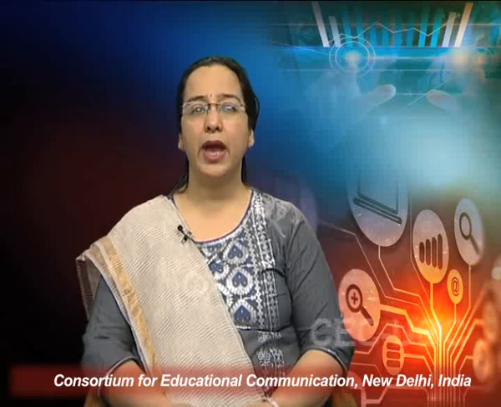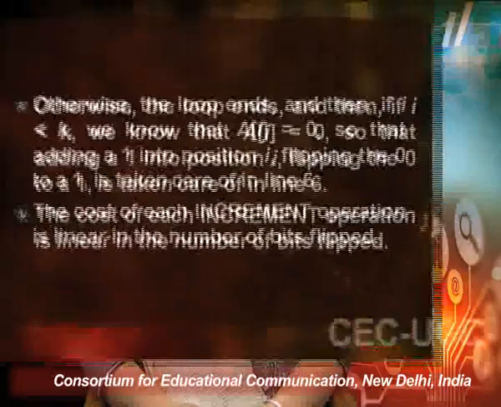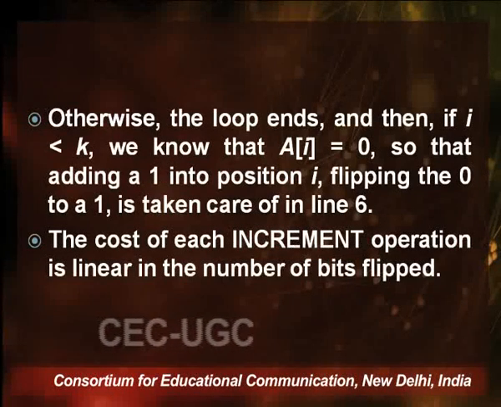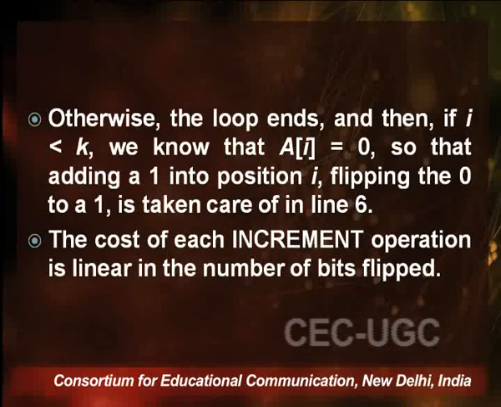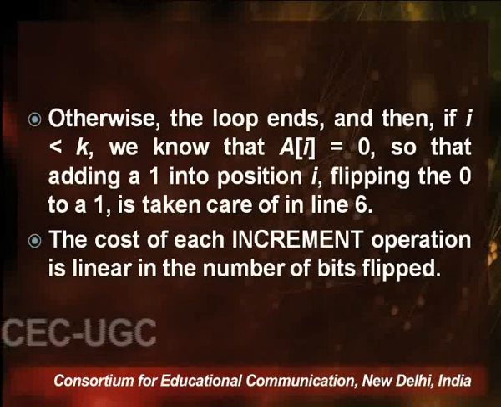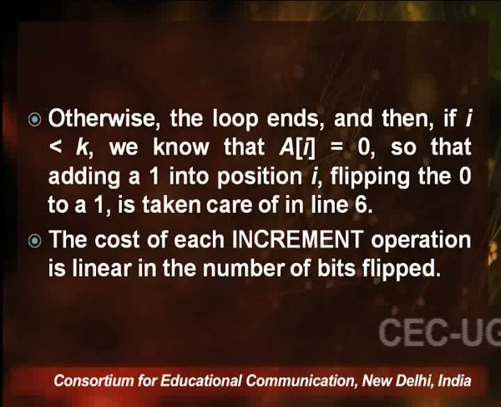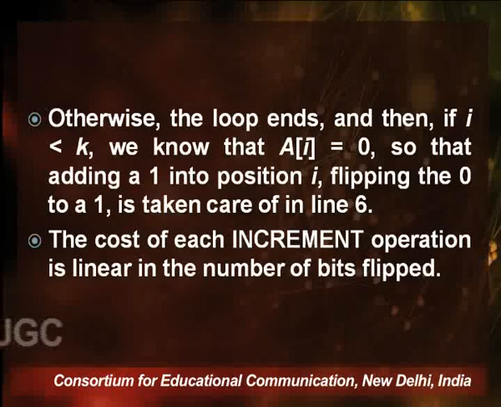Or if the conditions are not satisfied, the loop ends, and if i is less than k, and we know that A[i] equals 0, then adding 1 at position i flips 0 to 1, and this is taken care of in line number 6. So when A[i] equals 0 and we add 1, A[i] will be flipped from 0 to 1. Both the conditions have been taken care of in the pseudocode, which I have already shown.